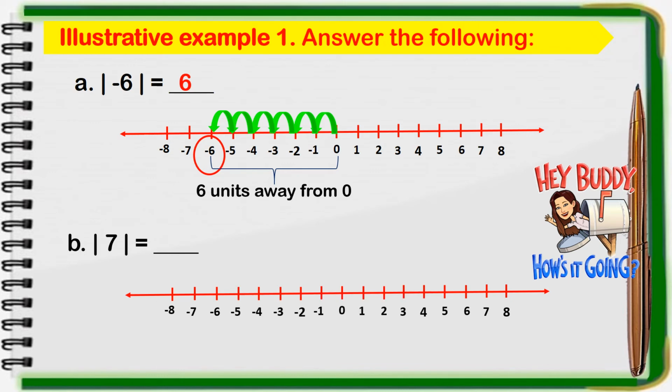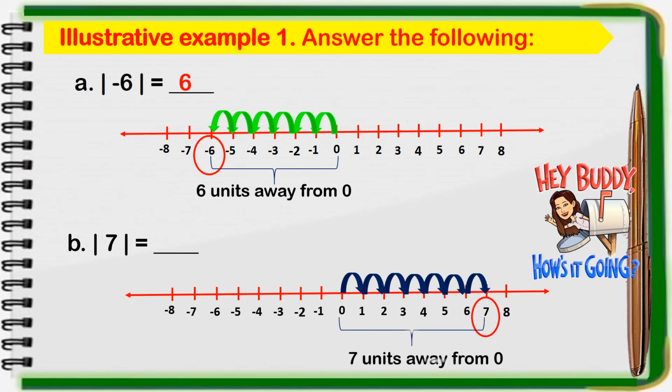Next example. What is the absolute value of 7? So again, ganun pa rin ang gagawin natin. Hanapin natin ang 7 sa ating number line. At pagkatapos, bilangin natin kung ilang units away si positive 7 from 0. Okay. So, 7 is 7 units away from 0. Therefore, the absolute value of positive 7 is 7.